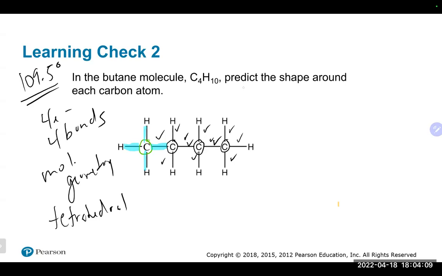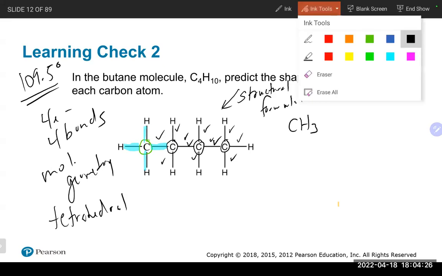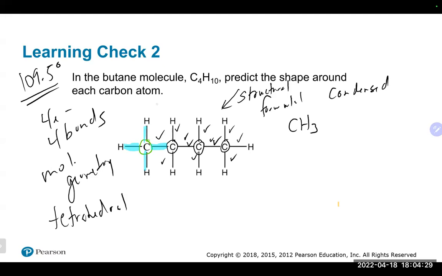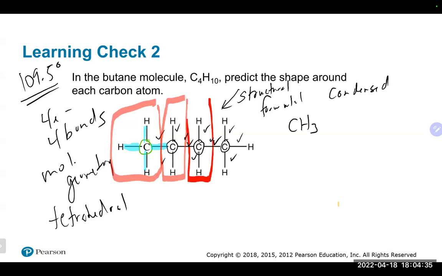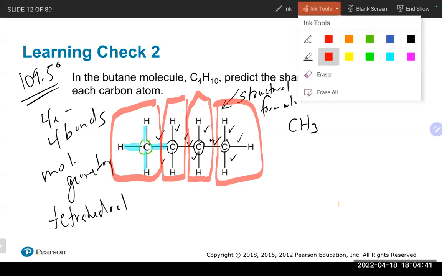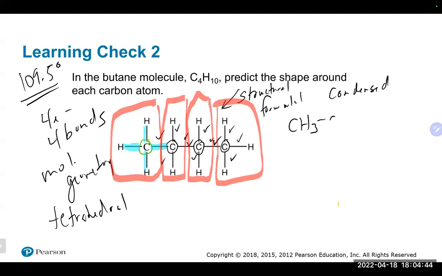And again, this would be the structural formula here. If we were to write the condensed formula, it would again be CH3. And again, we can break it up by just looking at it here. So that is CH3, then here CH2, CH2, and CH3 in this case. So CH2, CH2, and CH3. This would obviously be the condensed formula.